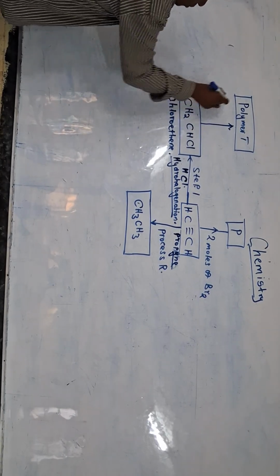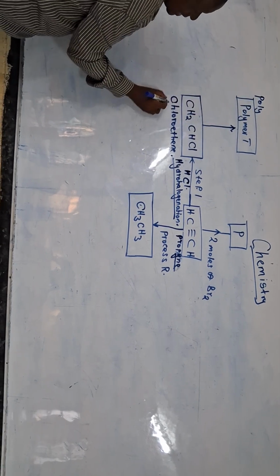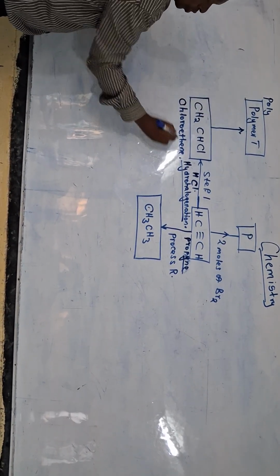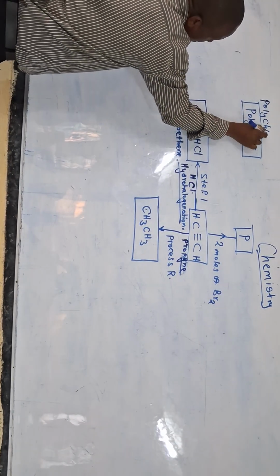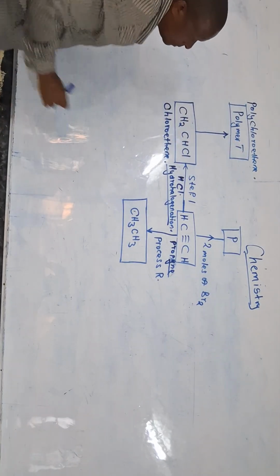So for polymers, you start with the name poly, like from the word polymer, and then you write the name of the monomer. So this one is polychloroethene. That's how we have got that.